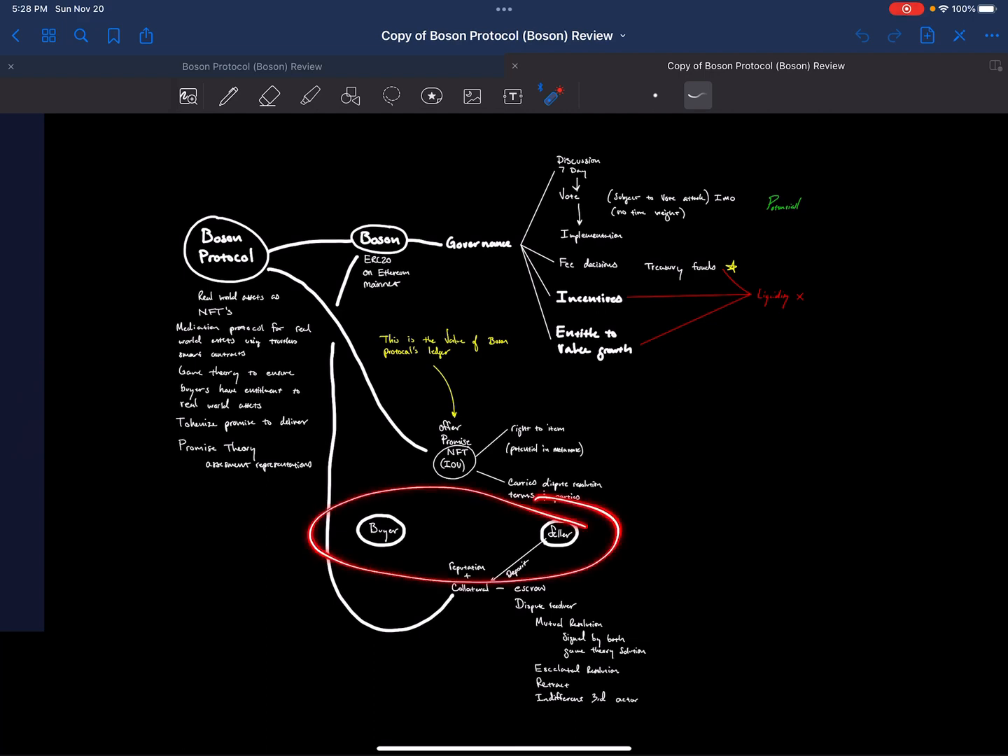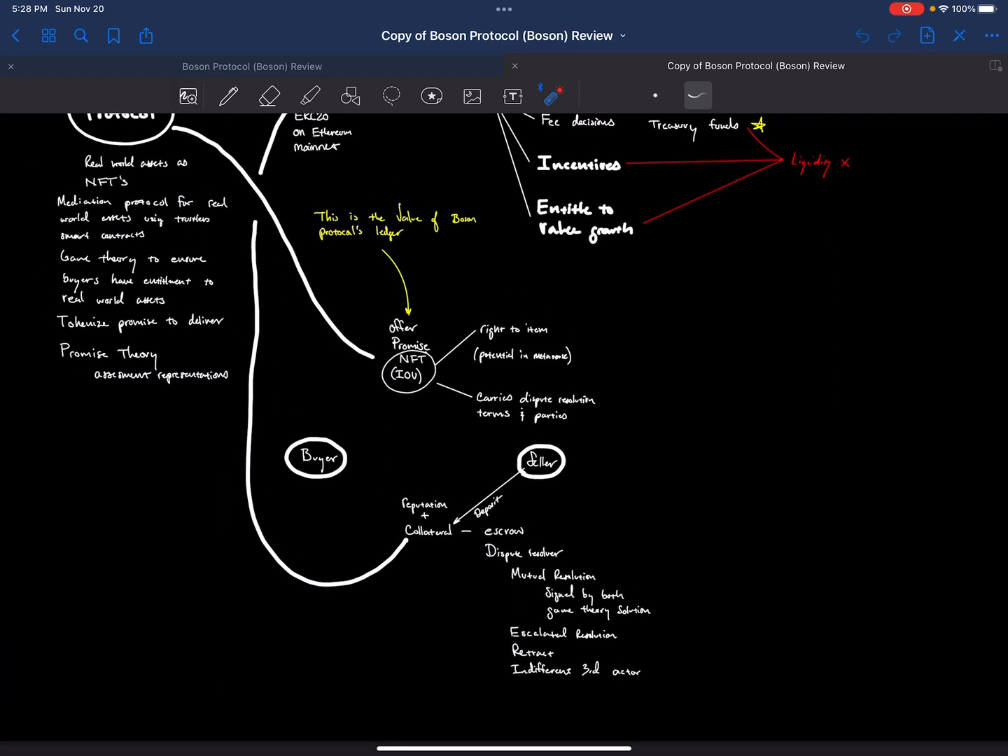So you have a buyer and a seller, and you're going to have this NFT IOU. It's the rights to the item. It's potential in the metaverse. It's just entitlement to the item to get the item shipped.